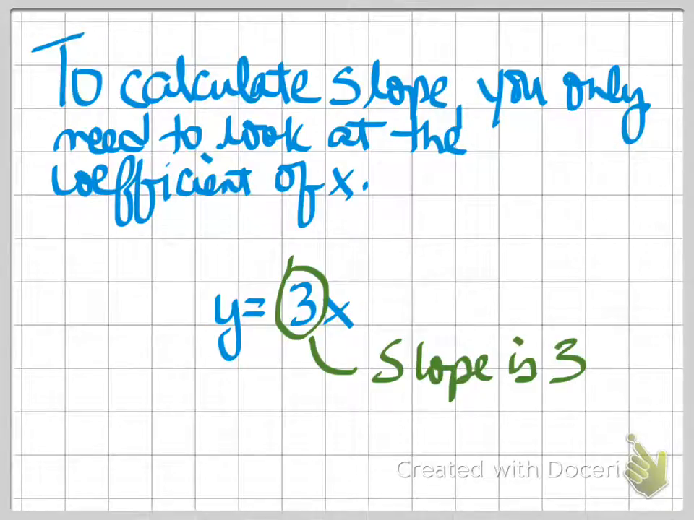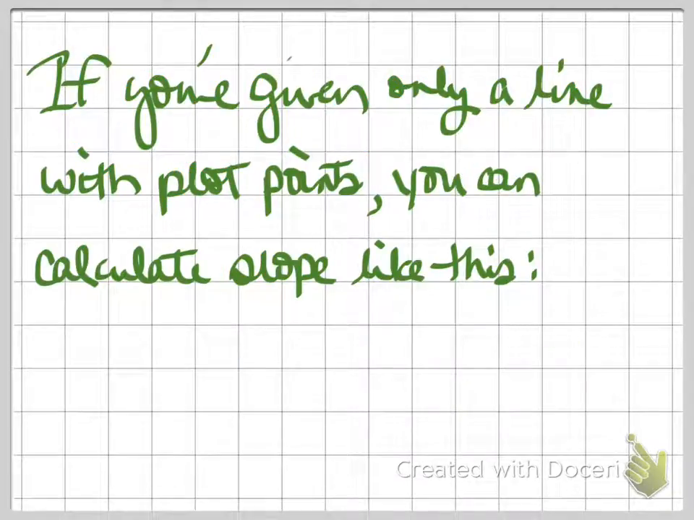To calculate slope, you only need to look at the coefficient of x. That's the number in front of the variable. In this example, the slope is 3. If you're given only a line with plot points, you can also calculate slope, not knowing what y is equal to.